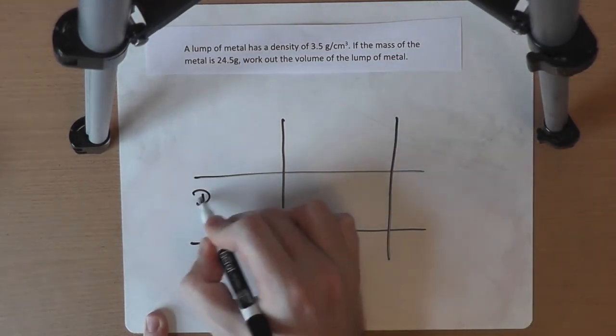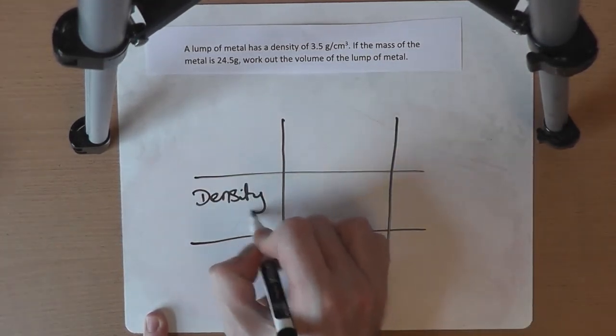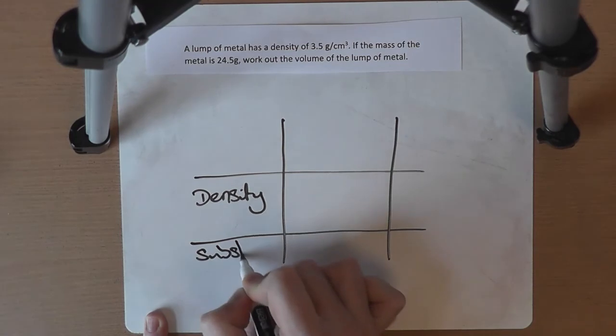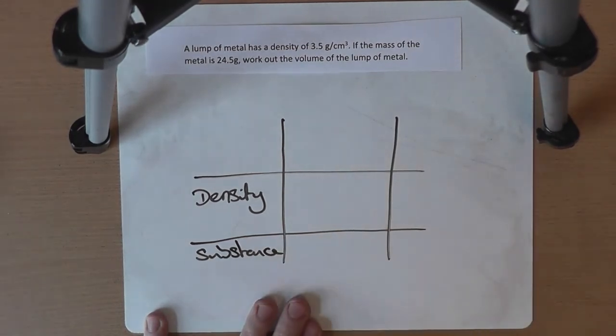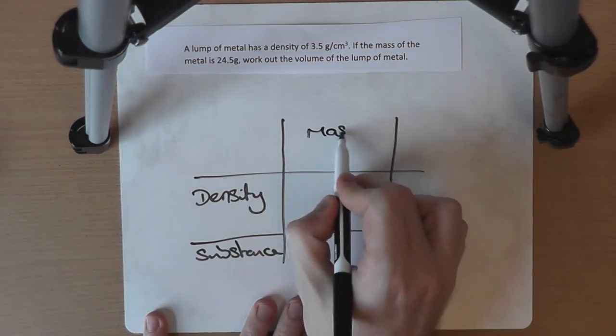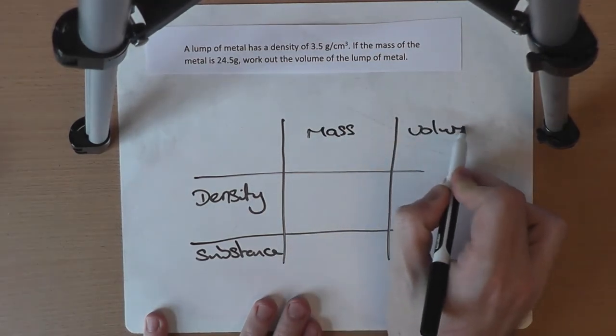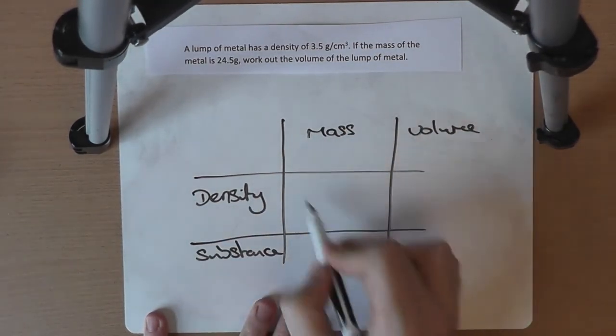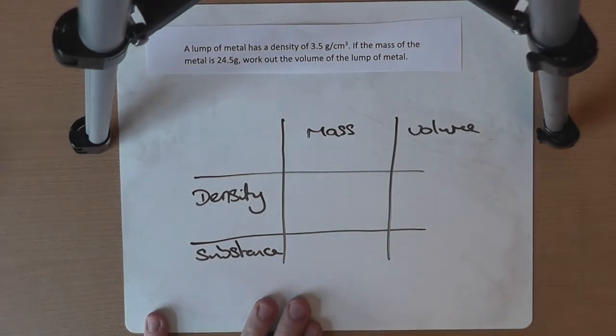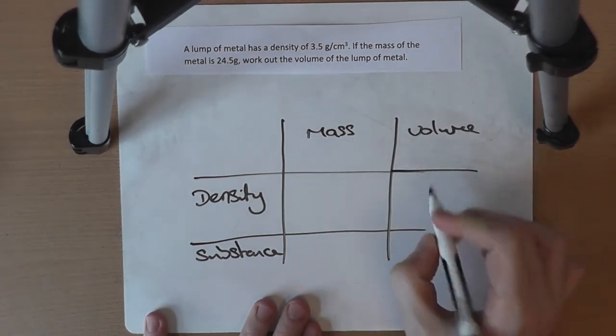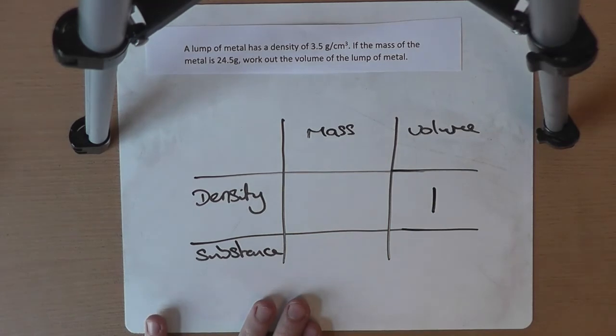So we need a row for density and a row for the substance. It's a metal once again, whatever you want to call it. We're going to give that column the label. We also need a column for the mass and a column for the volume. And the density, remember, is the mass, the number of grams or kilograms, when the volume is 1 of that particular unit. So we can put the 1 up in that top right corner as well.